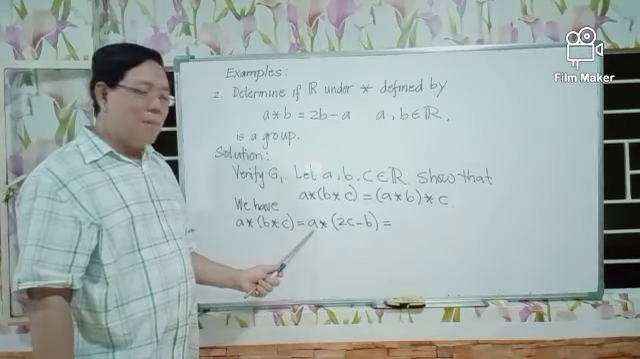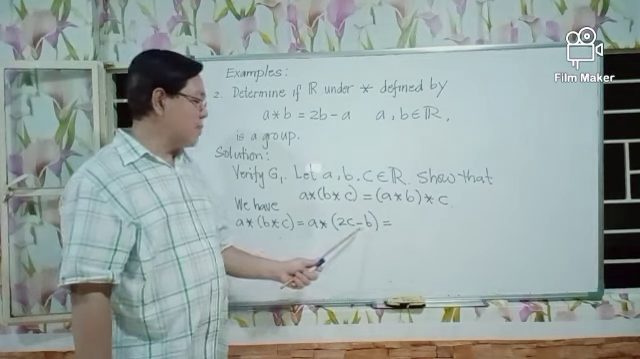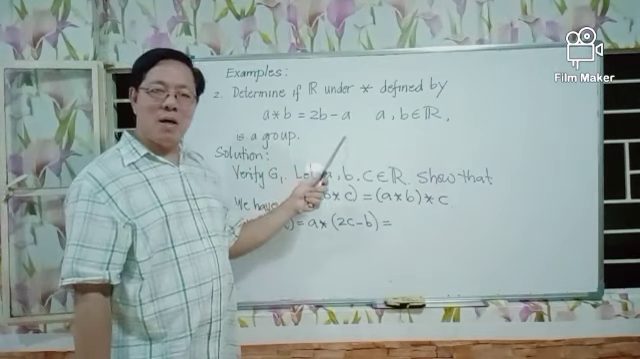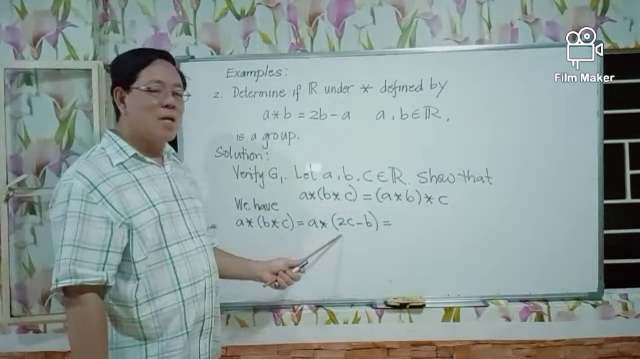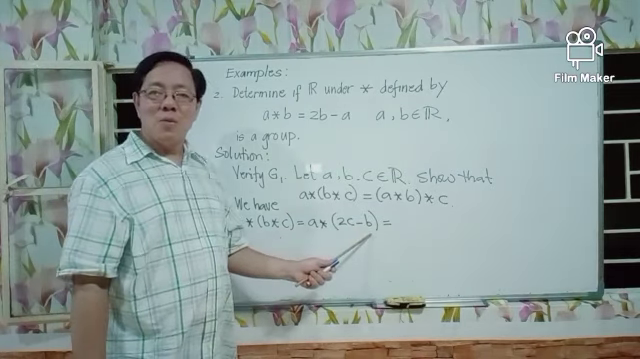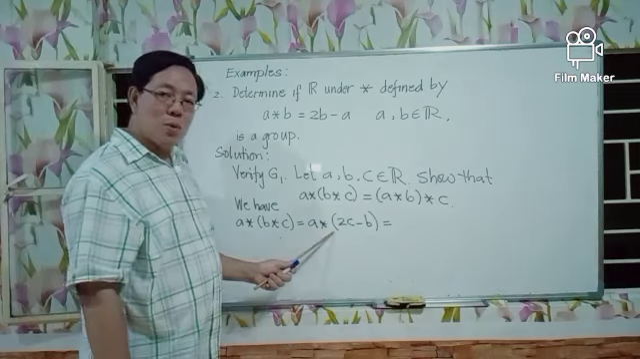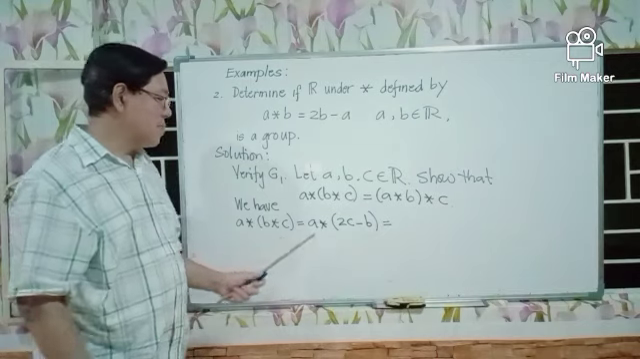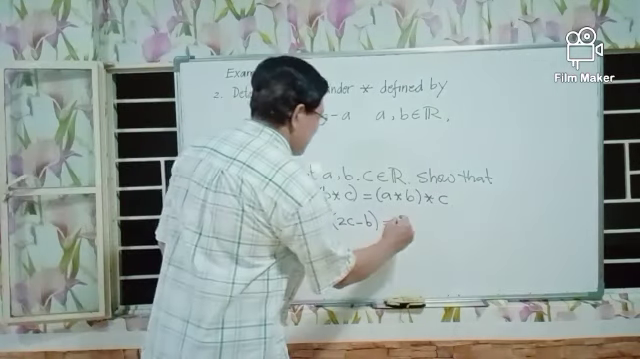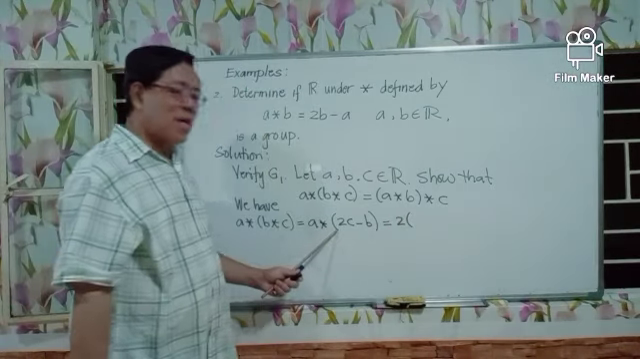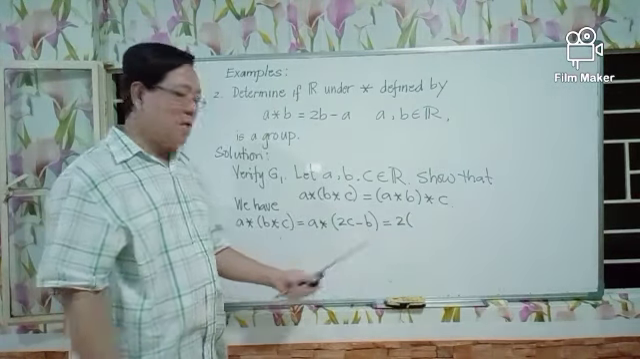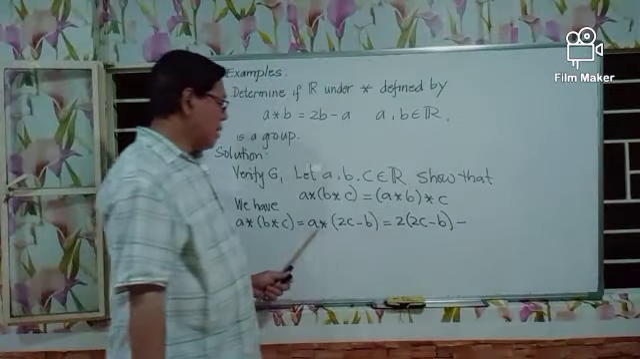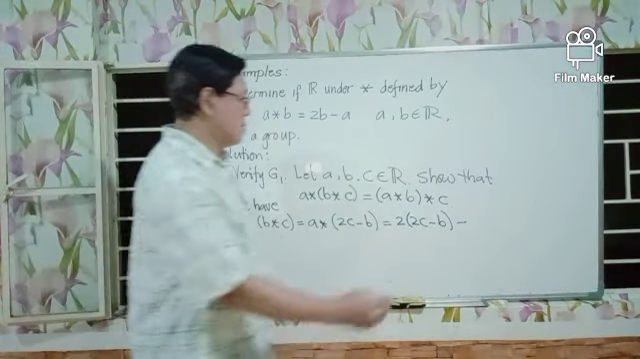a is the first real number, and this is a real number, the second real number. And by the binary operation star defined by this formula, a star (2c minus b) will give us 2 times the second real number minus the first real number a. We write 2 times the second real number 2c minus b, minus the first real number a.